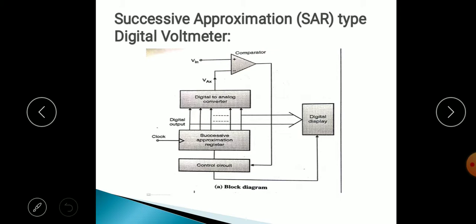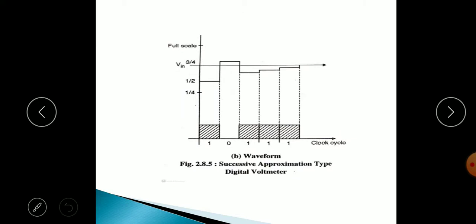The digital ammeter is similar in working to the digital voltmeter. The output waveform is shown in the figure. First is 1/4, then 1/2, and the last one is Vin at 3/4 of the input.